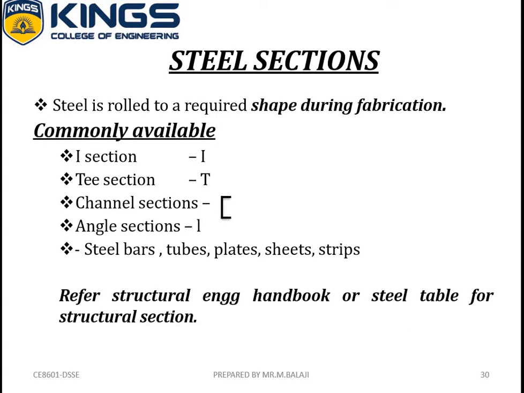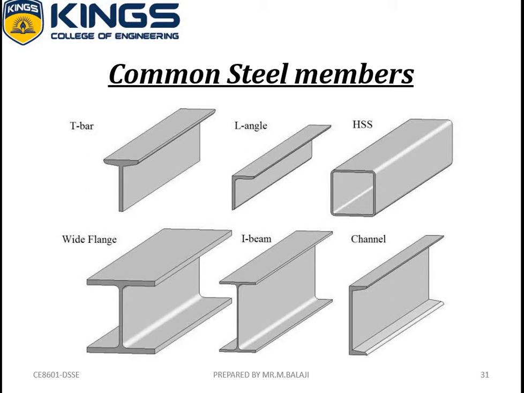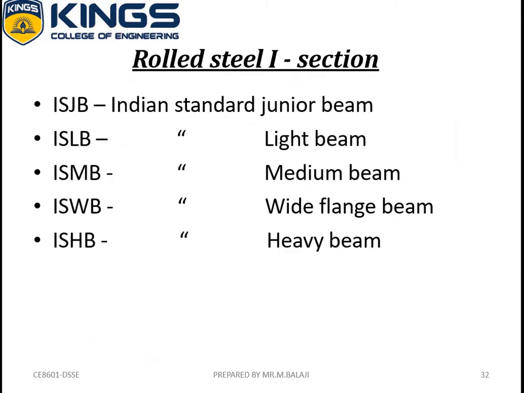Refer Structural Engineering Handbook or Steel Table for choosing or selecting structural sections. Common steel members are T bar, leg angle, wide flange, I beam, and channel. First one is rolled steel I section. It has five types. ISJB is nothing but Indian Standard Junior Beam.